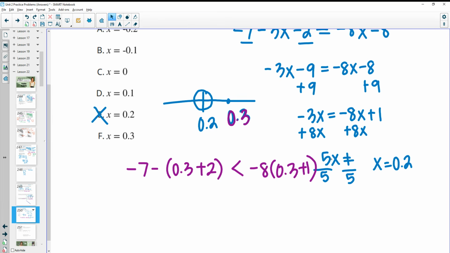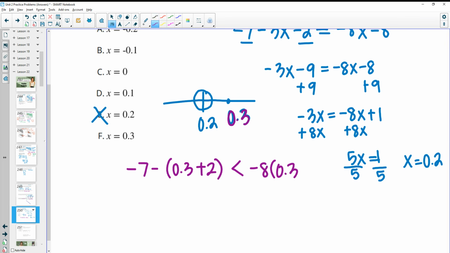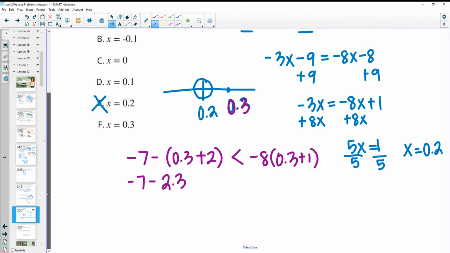I'll just move this stuff out of here. All right, let me fix this. All right, so then you just can type this in your calculator, right? So 0.3, you're doing negative 7 minus, and then 0.3 plus 2 is 2.3. So you're subtracting 2.3. So negative 7 minus 2.3 gives us negative 9.3 for this side.